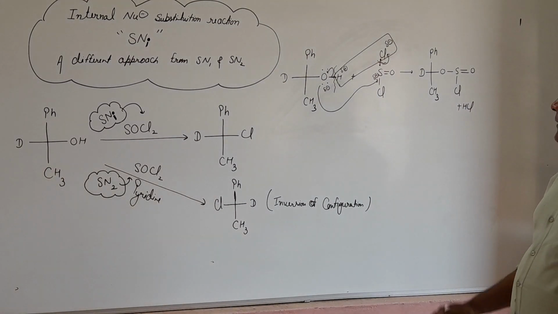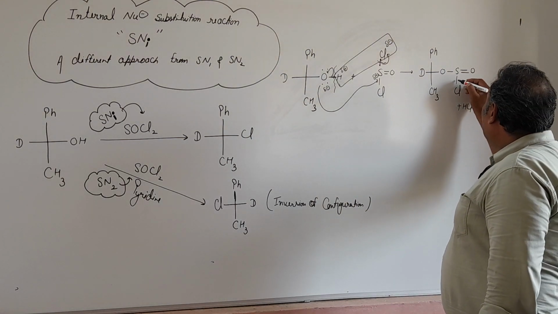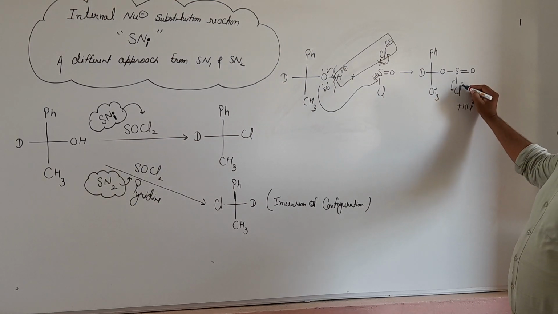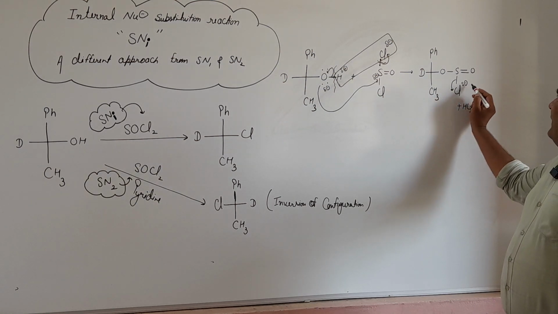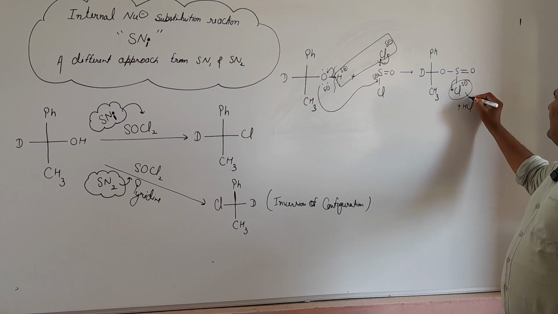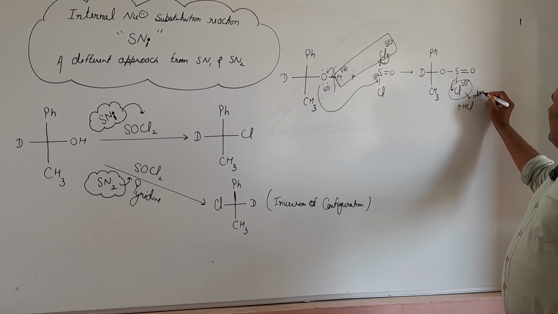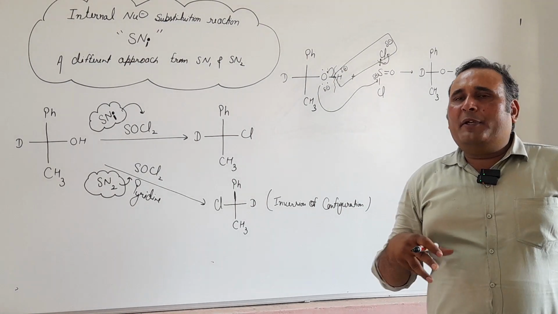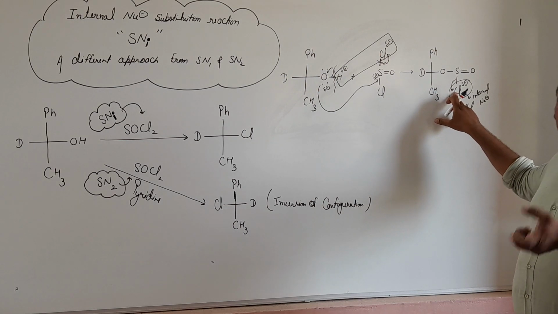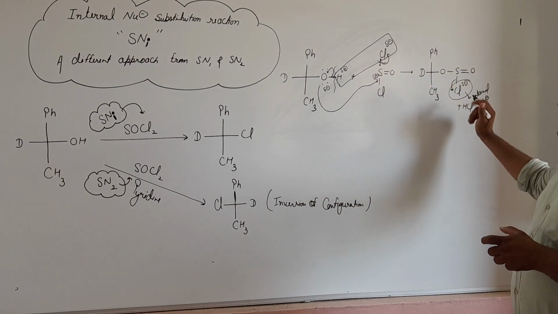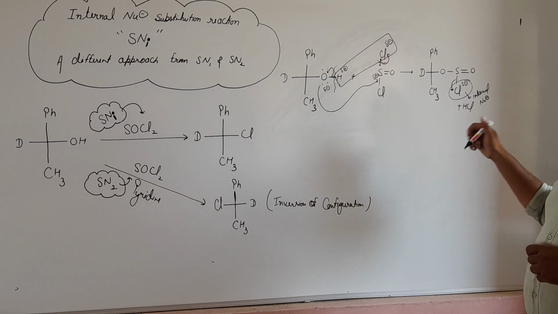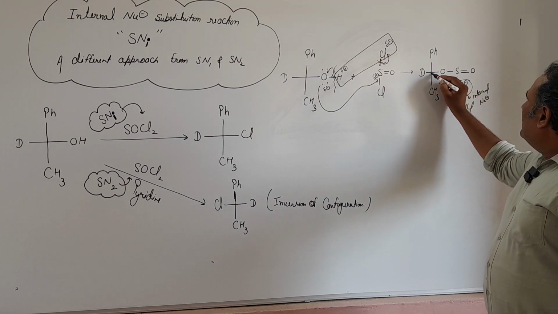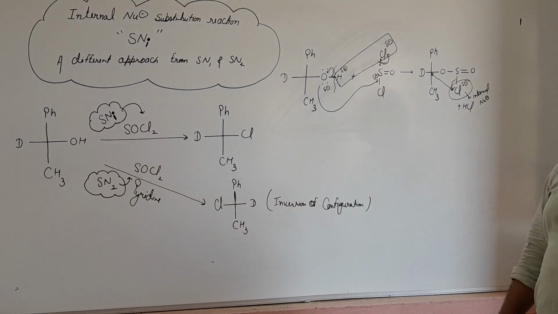Now what happened? This Cl negative will attract the bond of electrons, and here there is a partial negative charge. It is the internal nucleophile. It is an internal nucleophile because the Cl negative is present in this molecule. That's why it is the internal nucleophile. And this internal nucleophile will attack on this carbon atom.